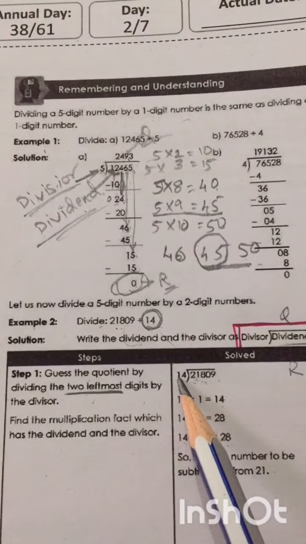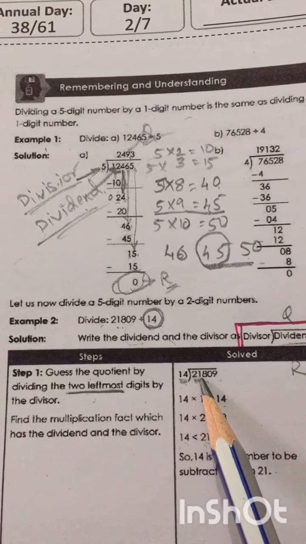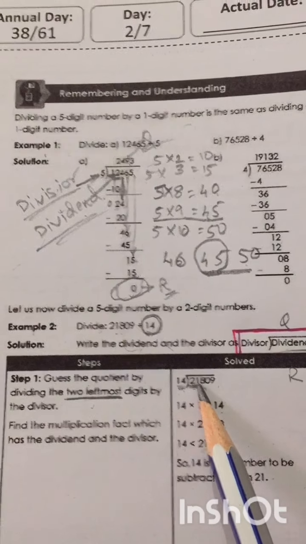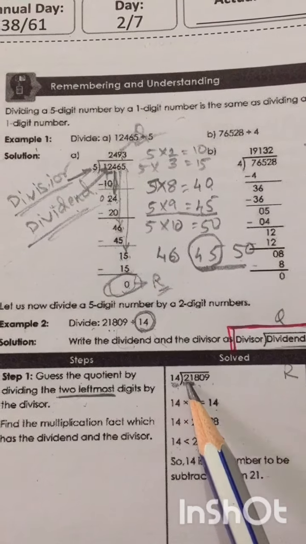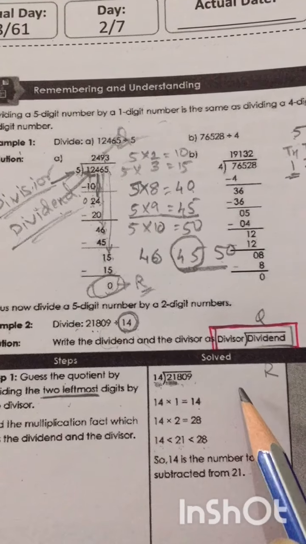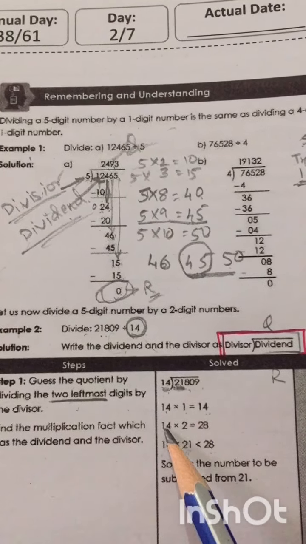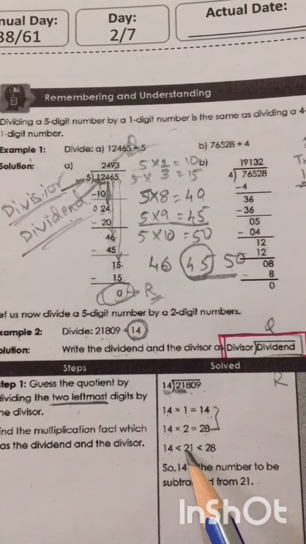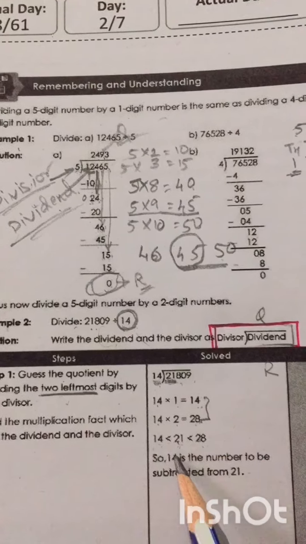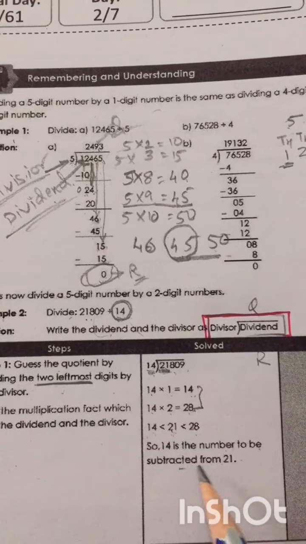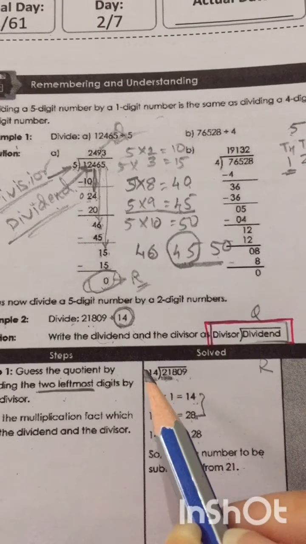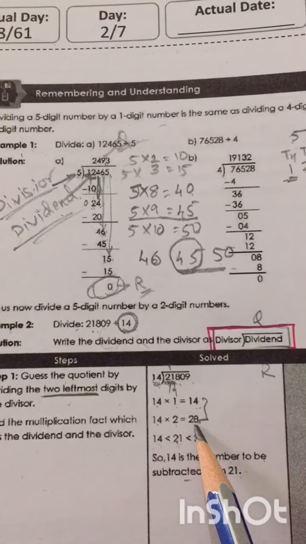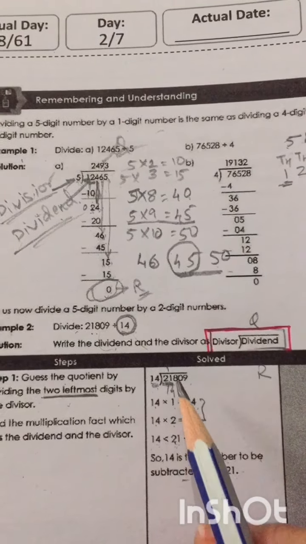Now the first step, since it is a 2-digit number, we go with 2 digits. Here we have taken 21. So in the table of 14, let us see, 14 ones are 14, 14 twos are 28. So 21 is in between these two numbers, 14 and 28. So 14 is the number to be subtracted from 21. So we write 14 ones are 14. We can't write 28 because 28 is a bigger number, so we can't subtract.